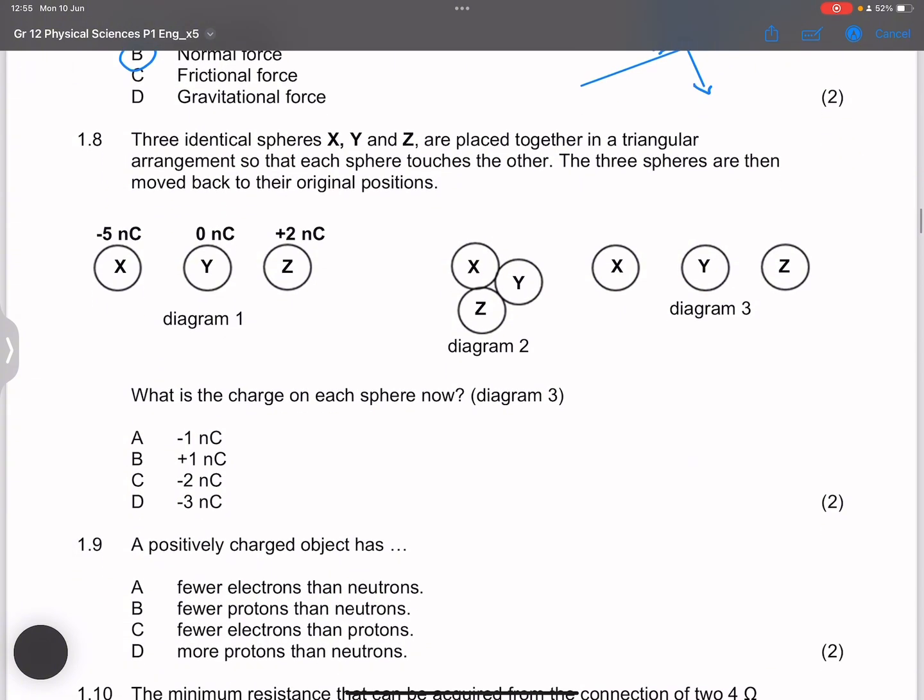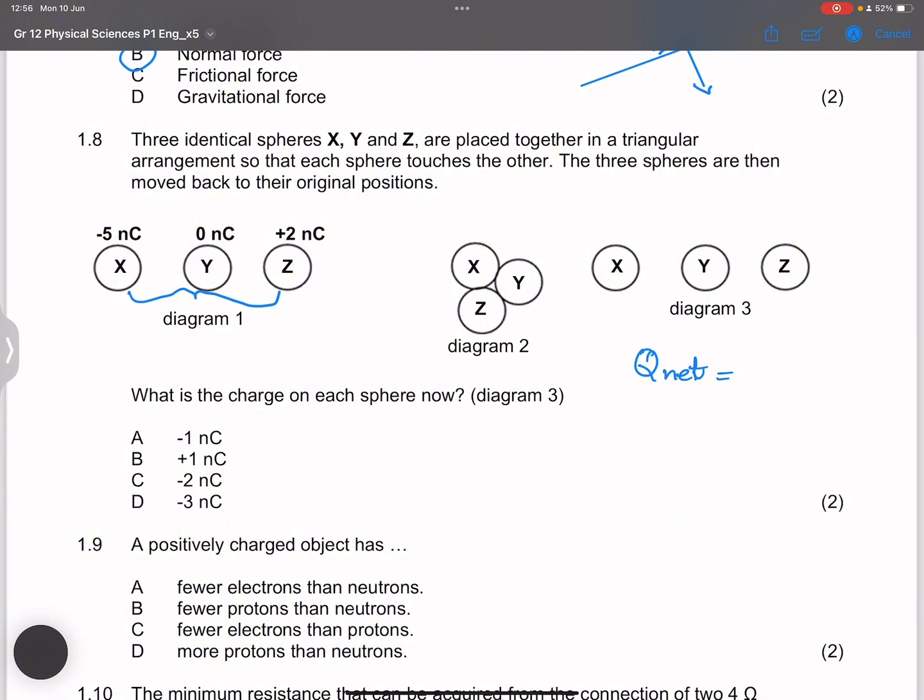Now they say to us, we've got three identical spheres, X, Y, and Z, that are placed together in a triangular arrangement so that each sphere touches the other. The three spheres are then moved back to their original positions. Now please remember, once we cause spheres to touch, we now would cause charge to flow from the one to the other.